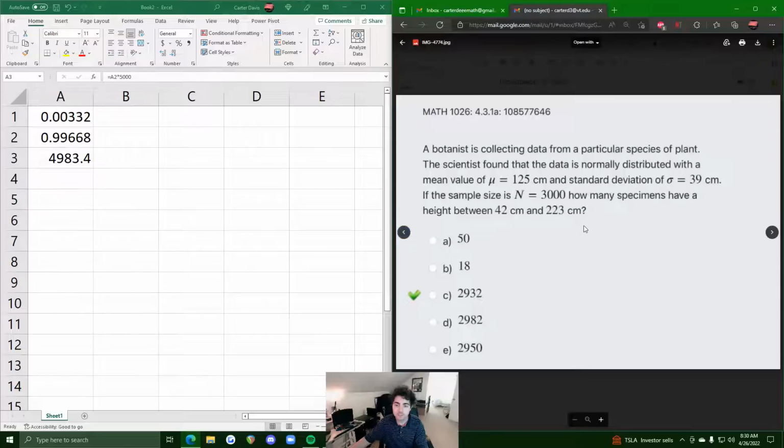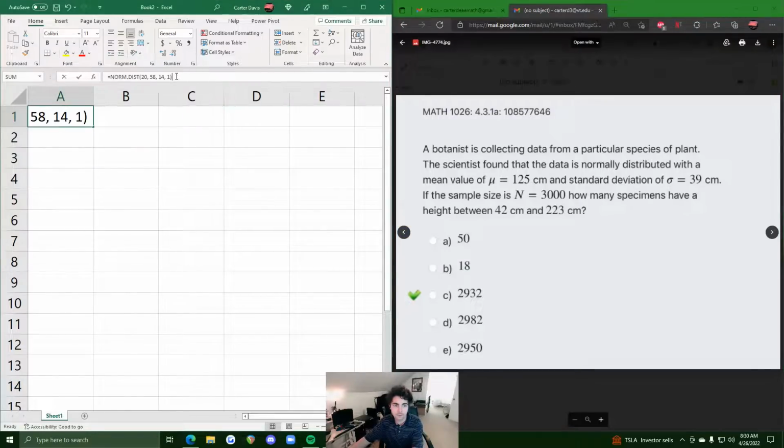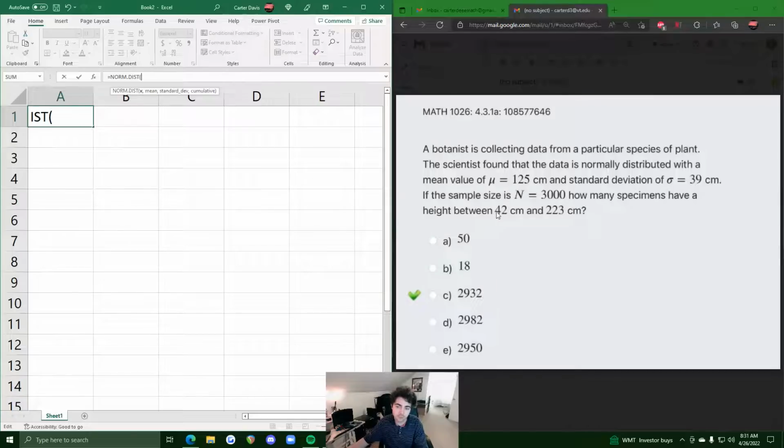So let's do one more example real quick. Go ahead and erase a lot of this. All right, so now we are finding the amount of specimen that have heights between 42 and 223. So we will find the norm dist value for 223, then find the norm dist value for 42, then subtract the two values to get that percentage, and then we'll just multiply that by 3,000. All right, so let's jump into it.